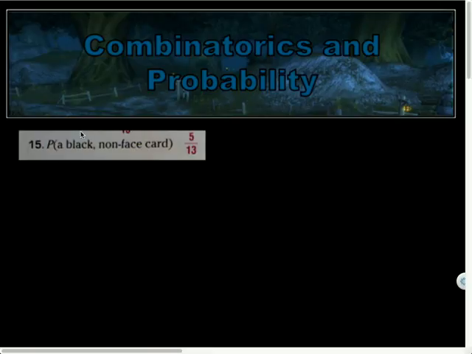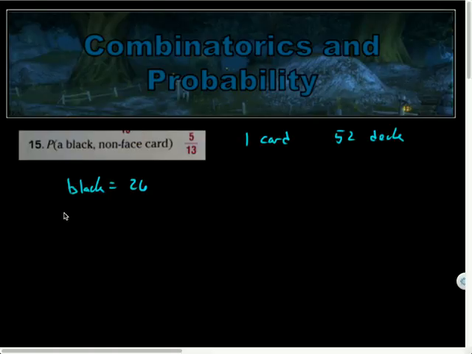And this particular problem, 15, is talking about selecting one card from a standard deck of 52. They're asking, what is the probability that it is a black non-face card? Both of those constraints happen at the same time. First of all, how many cards are black in the deck? It'd be 26. Half of the deck is black, the other half is red cards.